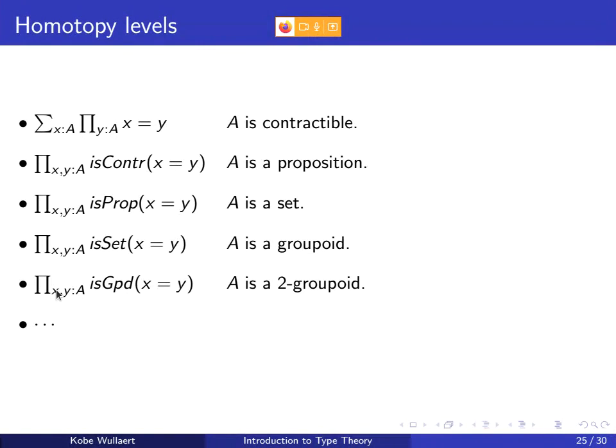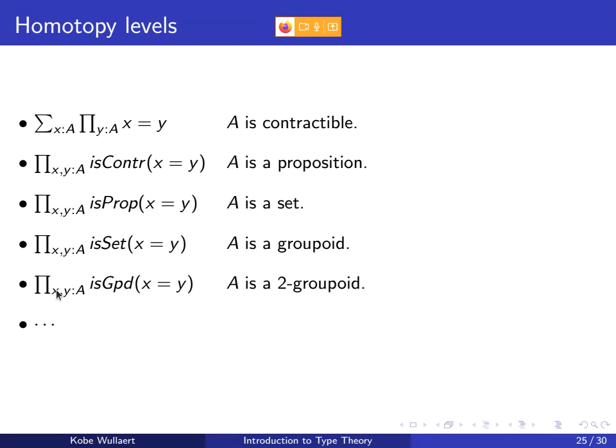Now, something important in homotopy type theory is what's called the homotopy levels. Before saying a little bit more about it, let's just consider the following. If we have the left statement on the top, there exists an x in A such that for all y, x equals y, this means precisely that our space is contractible, from the homotopy view.